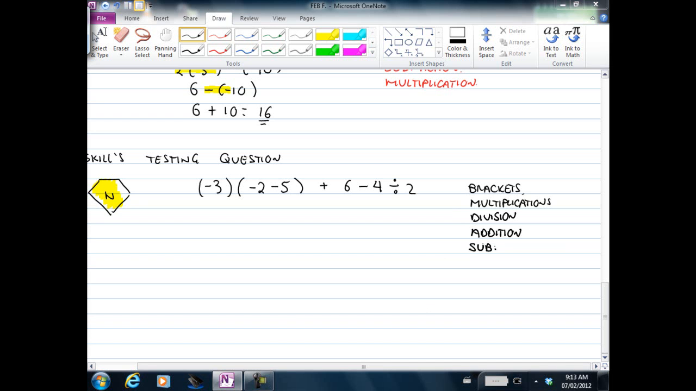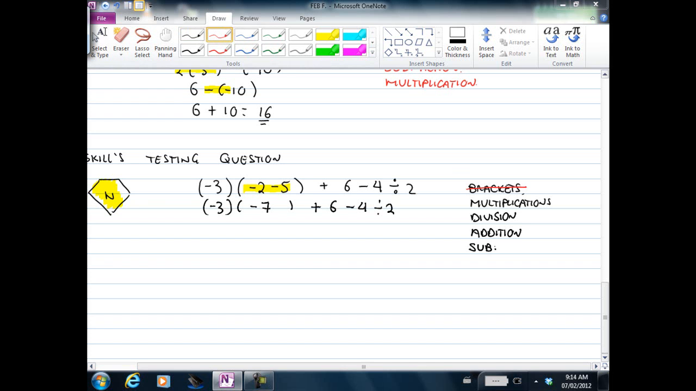So I'm going to go through my list. Naresh, what do I do first? Brackets. I want you to do this slowly with me. So if you haven't done this, let's do this right now. So you have -3. I'm going to work with the brackets. -2 minus 5, which you agree is -7. Okay, no tricks. I keep it simple. Plus 6 minus 4 divided by 2. Brackets is done, so let's cross this out.